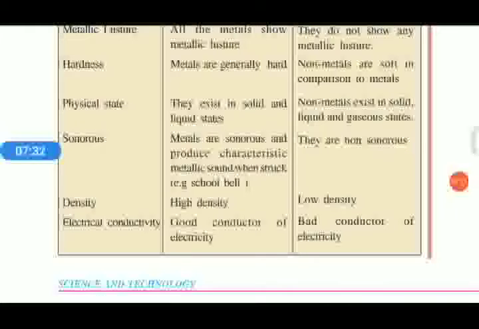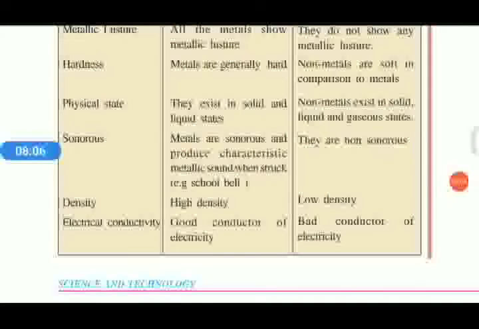These are the main properties of metals and non-metals. We can identify whether an object is a metal or non-metal by using some of these properties. If you see an object, you take another one and hit it. If you can hear a ringing sound, you can identify it's a metal. For example, we use gold as an ornament because of its metallic luster.